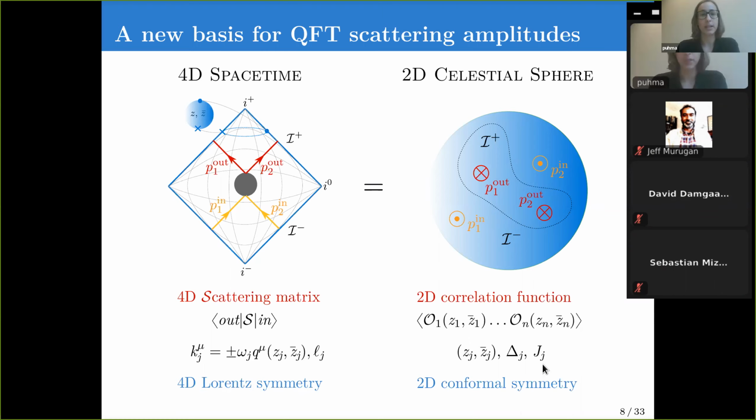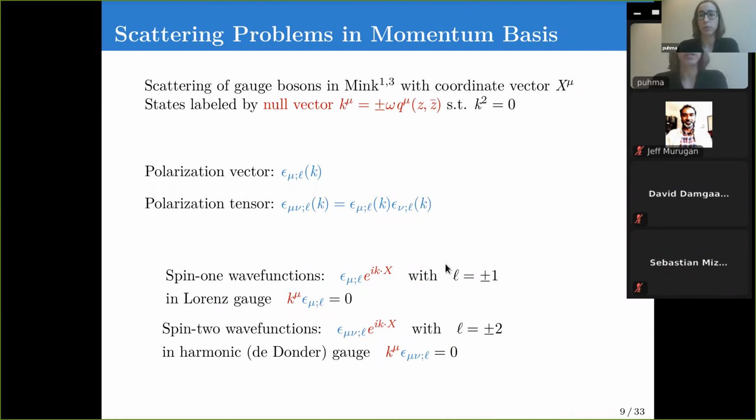Now, in a bit more detail, I will only be considering scattering of gauge bosons in four-dimensional asymptotically flat space. The coordinate vectors will be described by X, and these vectors K are null vectors, so K squared is 0. Now, if I have spin, then there are also some polarization vectors and polarization tensors, and I take the polarization tensor to be given by this product of two polarization vectors. We then have spin 1 wave functions given by epsilon times the plane wave e to the i k dot x, and I will use the Lorentz gauge condition, which says that K dotted into the polarization vectors vanishes.